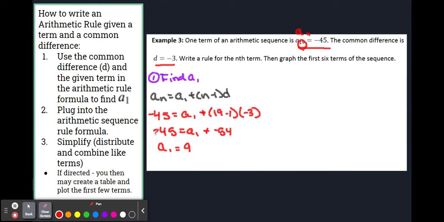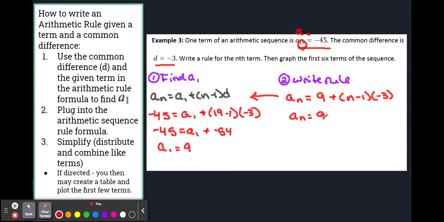And then once I know a1, I can write the rule. That's part 2. Again, plugging back into that basic formula, a sub n equals a1, which is 9, that's what we found, plus n minus 1 times -3. And again, clean it up.